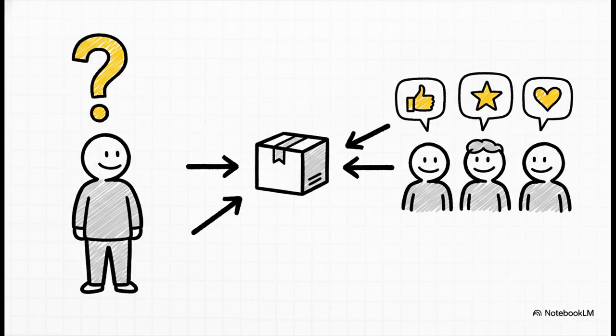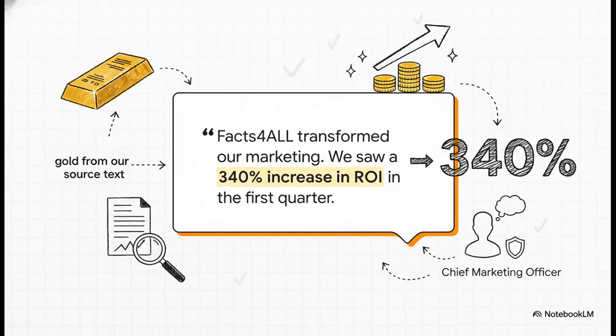Okay, so we've made our claims, we've shown our features, we've explained our process. But people are smart, right? They're naturally skeptical of marketing. The single most powerful way to break through that skepticism is with social proof, basically letting other people make your case for you. And here is another piece of absolute gold from our source text.